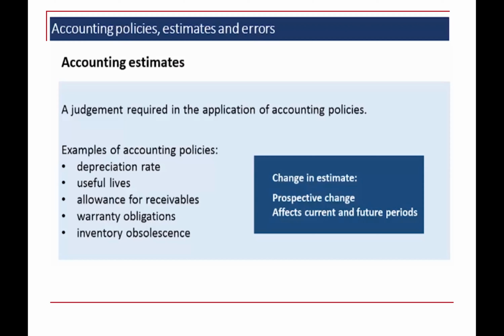So you apply it prospectively going forward, as opposed to retrospectively going back, which is what we discussed on accounting policies. So any change in accounting estimates basically affects current and future periods. It does not affect any periods before. So that's basically accounting estimates. The distinction between the two is very key. Make sure that you understand it and you are actually able to explain it.